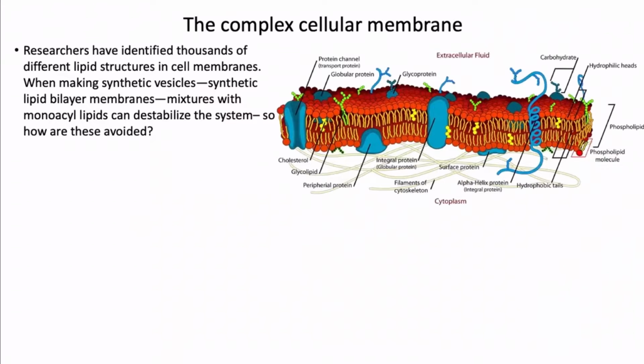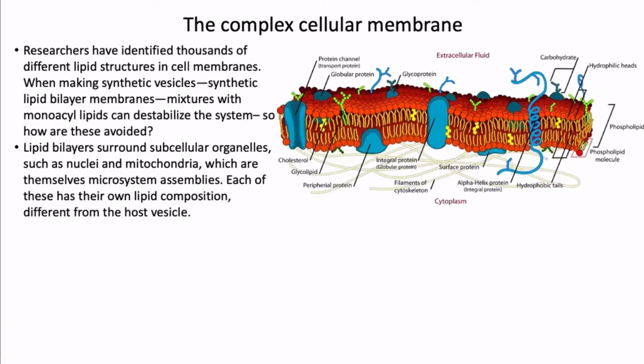Mixtures of monoacyl lipids destabilize the system. So when they have their monoacyl lipids, those will destabilize the systems. You can't use those. Lipid bilayers surround subcellular organelles such as nuclei and mitochondria, which are themselves microsystem assemblies. Each of these has their own lipid composition.